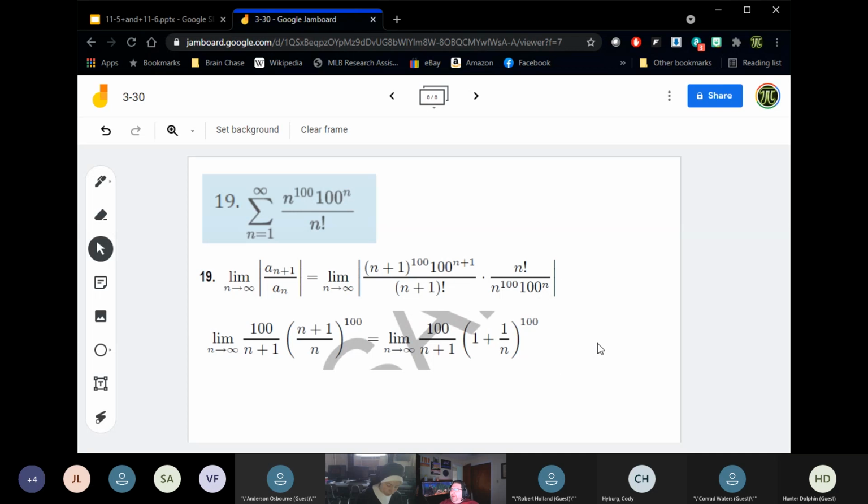So if we break it down, we're left with 100 on top from the 100 to the n plus 1. And we're left with n plus 1 on the bottom from the n plus 1 factorial. And then I have the n plus 1 over n to the 100th power.